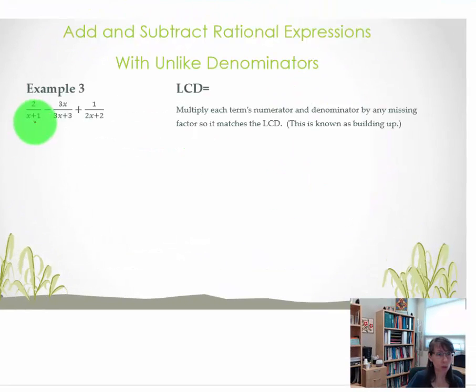You can see that x plus 1, 3x plus 3, and 2x plus 2 are not exactly the same. So if we can factor any of these denominators, that's what our first step should be. X plus 1 is already factored, but 3x plus 3 has a common factor of 3 and quantity x plus 1. 2x plus 2 has a common factor of 2 and another factor of x plus 1.